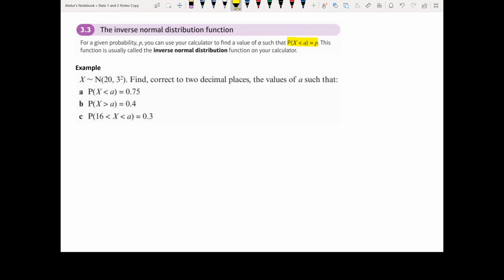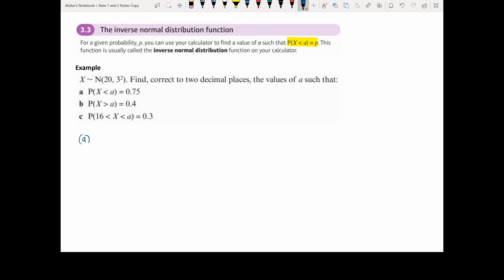So let's take a look at this example here. It says find, correct to 2 decimal places, the value of a such that the probability of x less than or equal to a is equal to 0.75. We're given the normal distribution here. It has a mean of 20 and a standard deviation of 3.